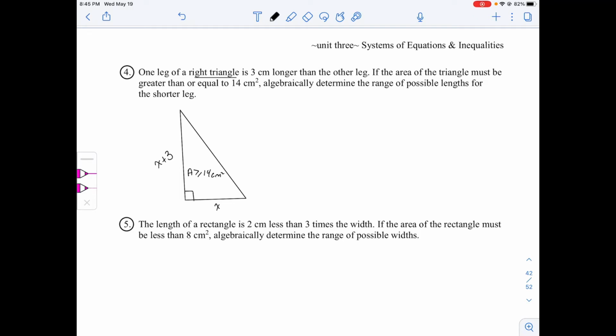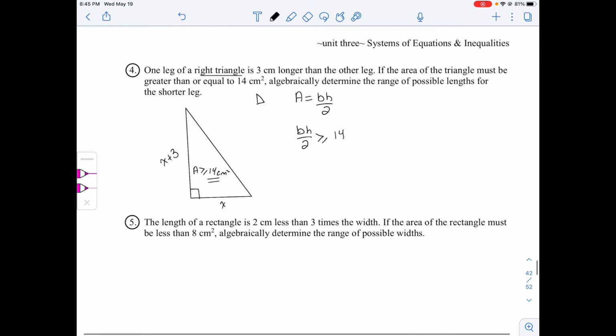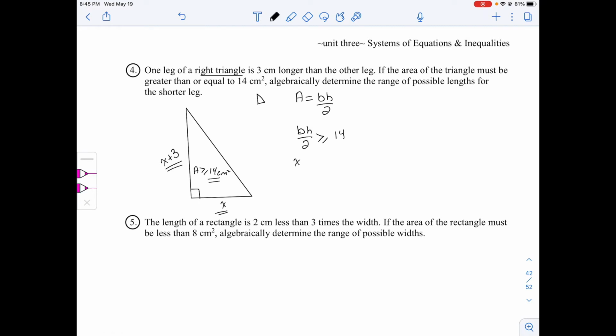So what I need to do is make our area greater than or equal to 14. I need to remember the area formula for a triangle, which is base times height divided by 2. If my base times my height divided by 2 must be greater than or equal to 14, I'm going to plug in those values. We can't have base and height, we need one variable. So we've got the x and the x plus 3. So x times x plus 3, all divided by 2, must be greater than or equal to 14.